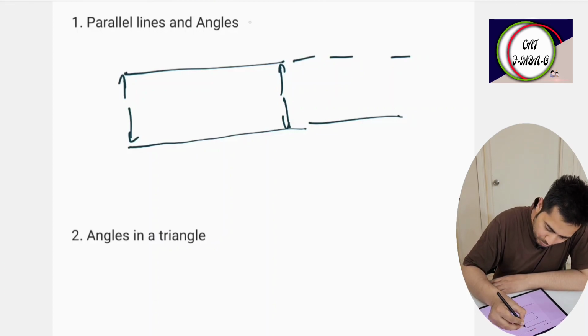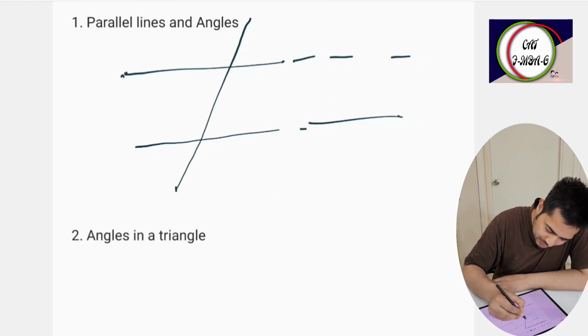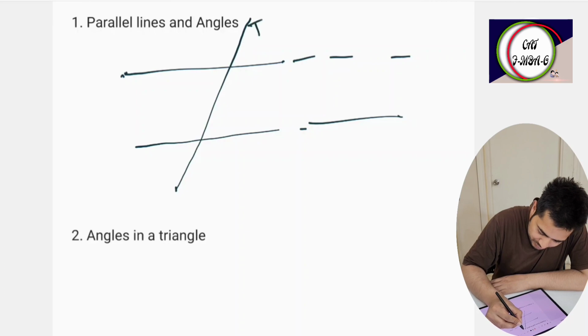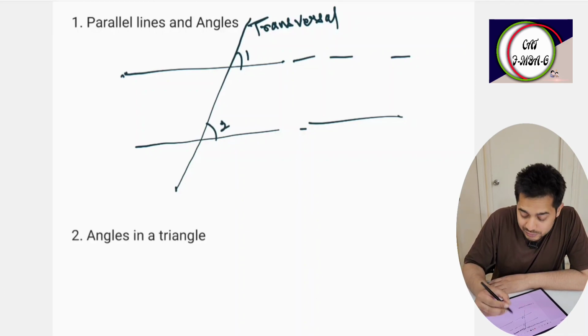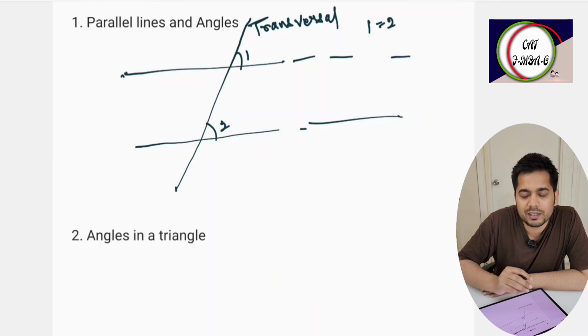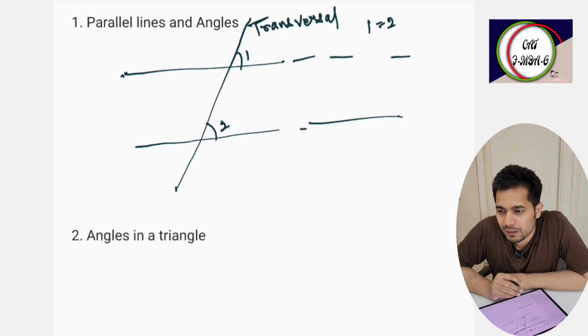And if you draw a line like this, it is known as a transversal. Okay. And these angles 1 and 2, these angles are the same. 1 is equal to 2. See, there are different terminologies, like corresponding angles, interior angles, exterior angles, or there may be alternate interior angles.